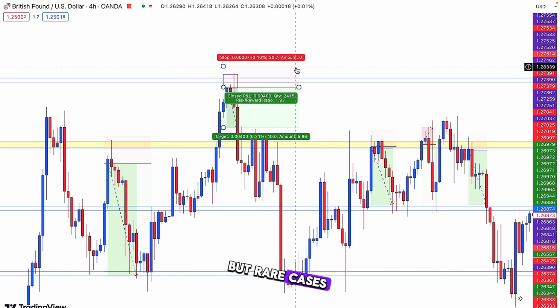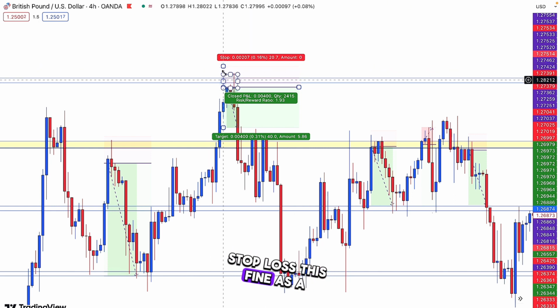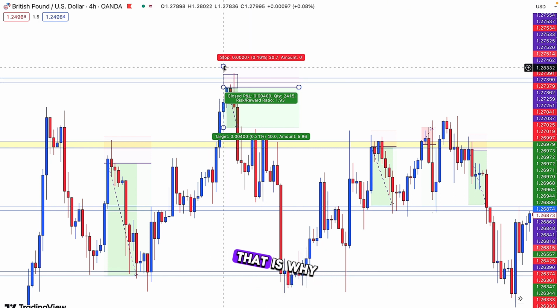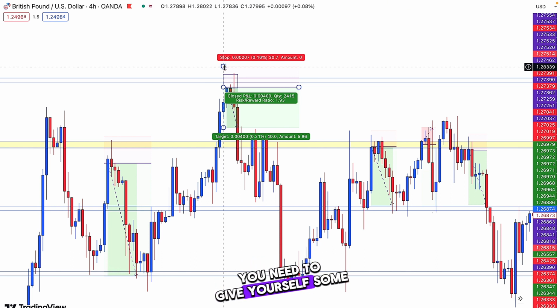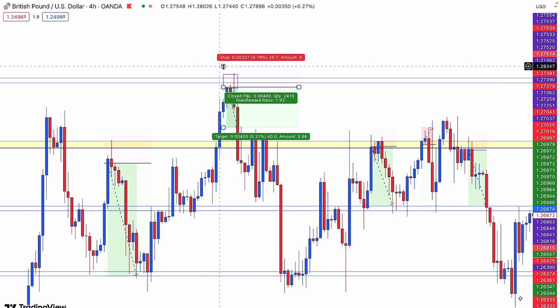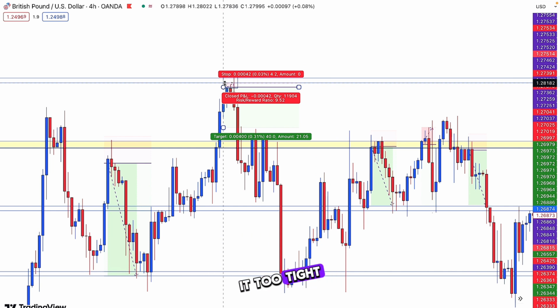But in rare cases, you're not going to get a stop loss this fine as a 10 pips. That is what I'm telling you. You need to give yourself some room for stop loss. Don't make it too tight. If you're making it too tight, you're just killing yourself. Imagine using 5 pips. Now, that's too bad.